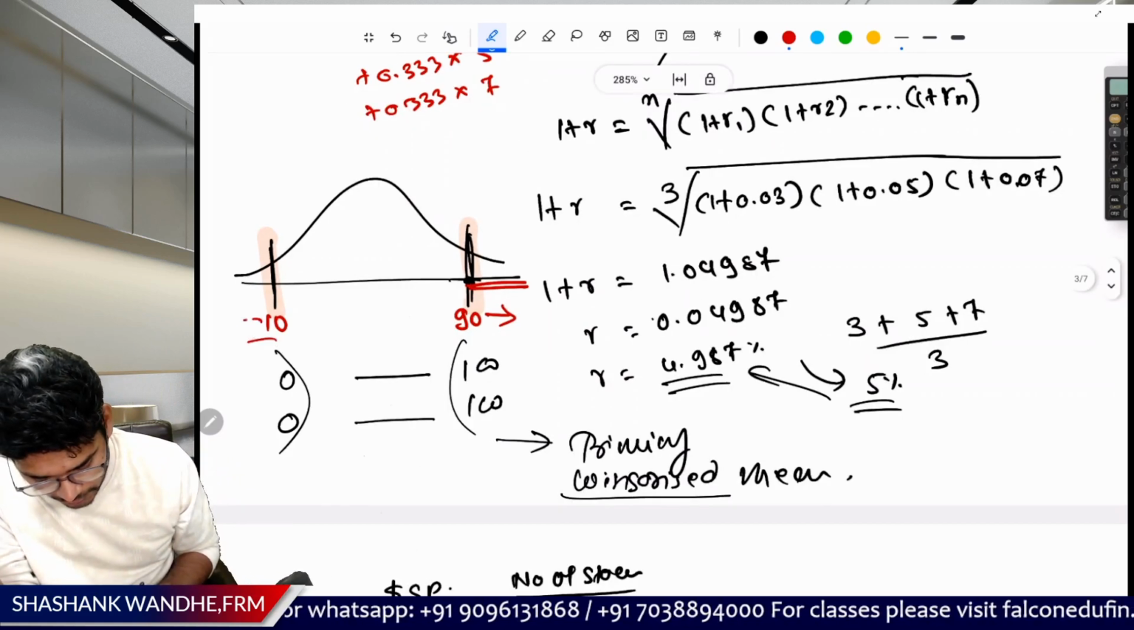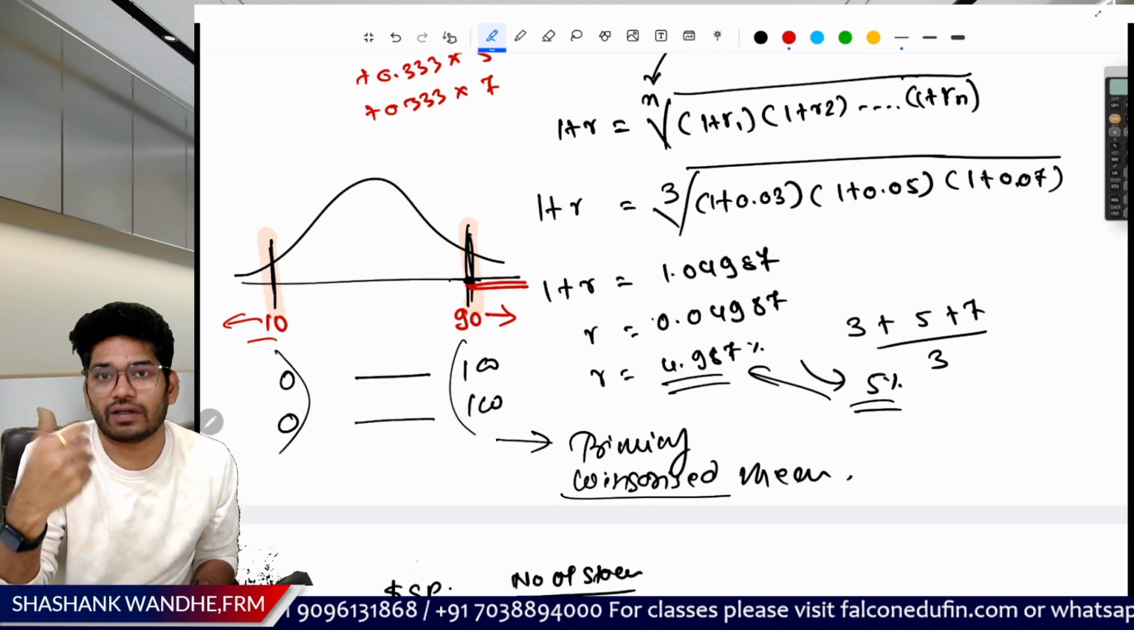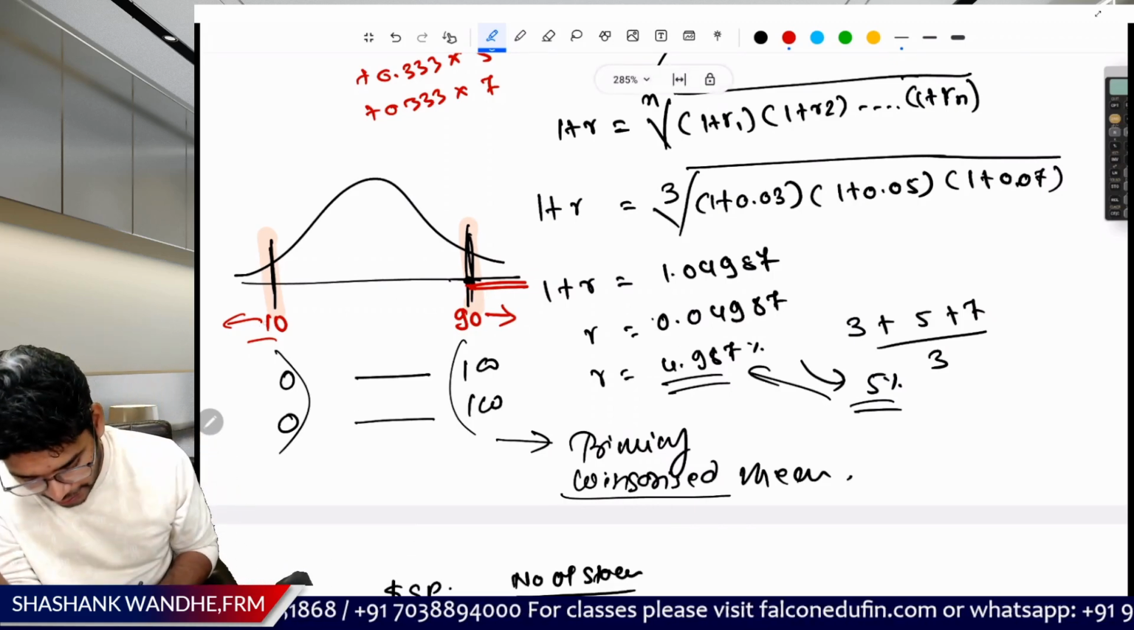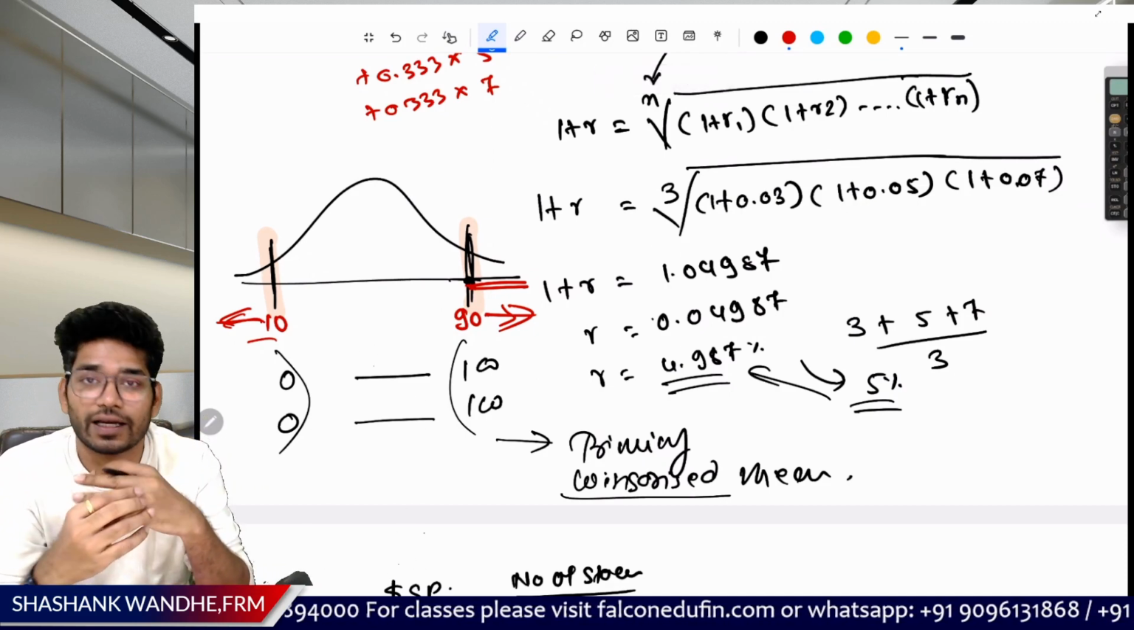And here also we will do the same. So if the value is say 0, we will treat it as 10. We will replace the value as 10. So the same value will be replaced on both sides. And this is how the Winsorized mean works.